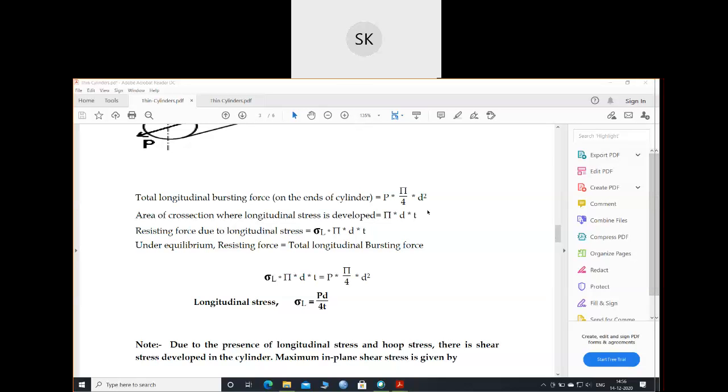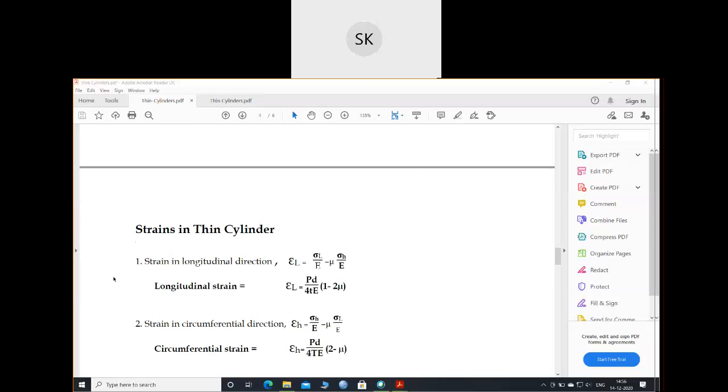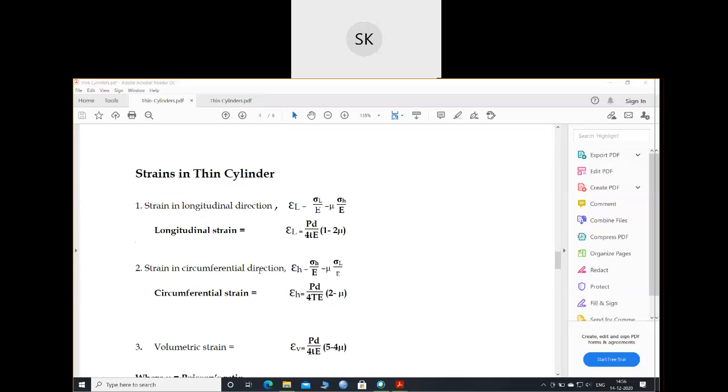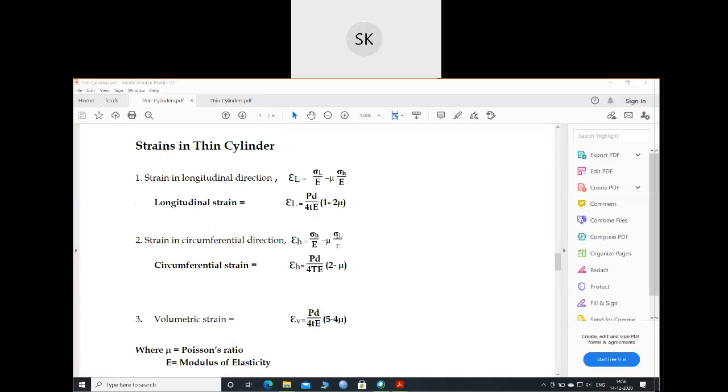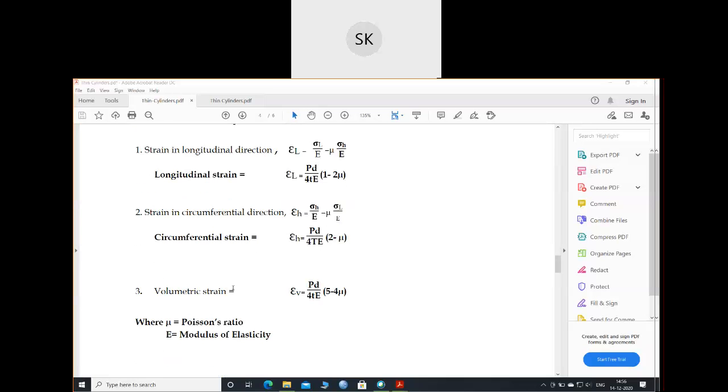Good. So let's continue. Due to this longitudinal stress, there will be some strain. There will be some change in dimension, right? So this is the formula for longitudinal strain. This is the formula for circumferential strain. See, the formula is almost the same. There is some difference in the T value and the 1 minus 2 term. So just follow this. You'll get easy numericals based on this formula only.